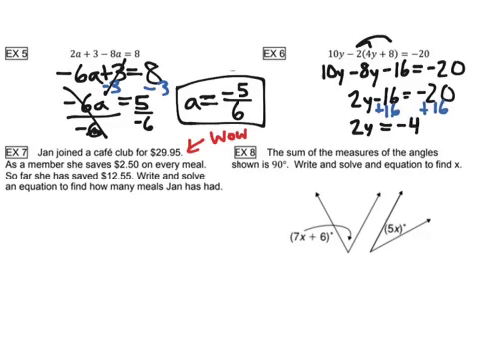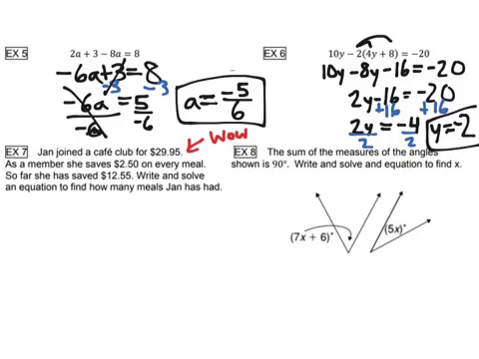And so now we just have to divide both sides by 2 because we have 2 times y. So we're going to divide both sides by 2, divide by 2, and we get for our answer y equals negative 2 because negative 4 divided by 2 is negative 2.